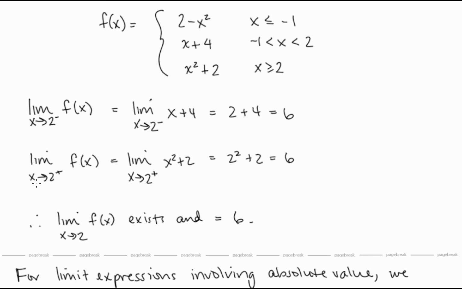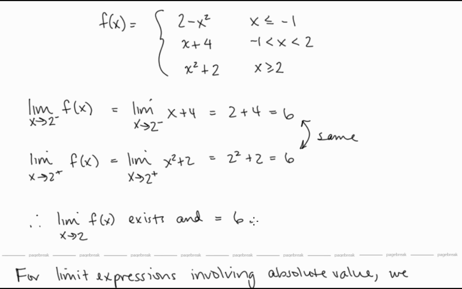And the limit as x goes to 2 from the right of f of x needs to use this function, x squared plus 2, because the x values that are greater than 2 fall into this set. So this limit is equal to the limit as x goes to 2 from the right of x squared plus 2. 2 squared plus 2 is equal to 6. So these left and right limits are the same, and so our limit as x goes to 2 of f of x exists and is equal to 6.